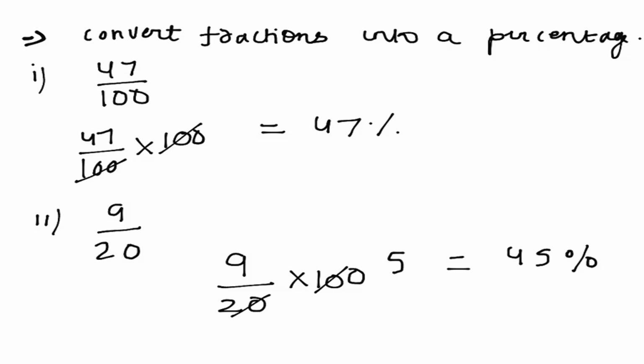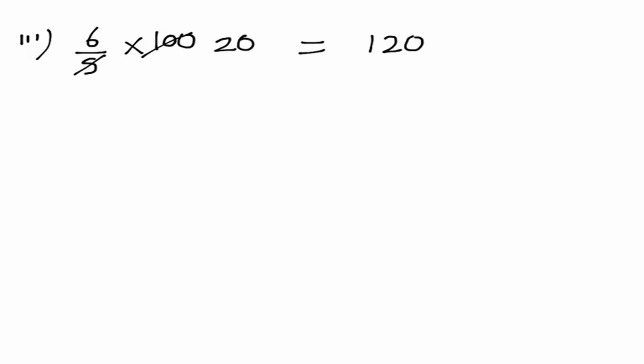So the step is simple. To convert a fraction into a percentage, we have to multiply by 100. Next example we have is 6 by 5. So we have to multiply by 100. So here we will get 20 from 100 divided by 5, and 20 times 6 will give us 120.